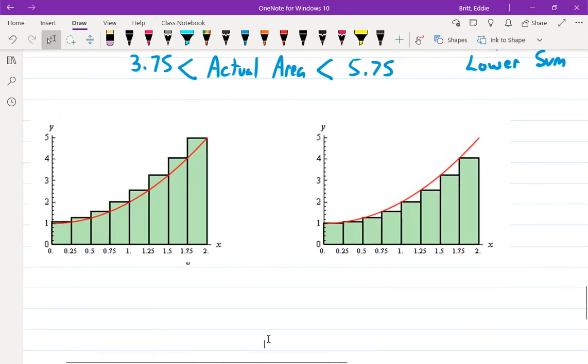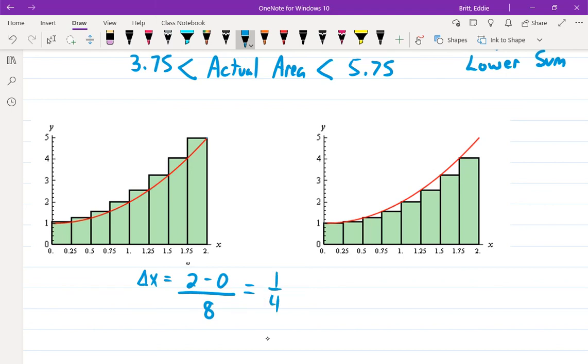All right, and so this one is starting on the right endpoint, you can see, because that's the height of the first rectangle. This one is starting on the left endpoint, you can see, because that's the height of the left rectangle. Now what's going to be different here? Though if we have 8, our delta x is going to be 2 minus 0 divided by 8. So really, the width is going to be 1/4.